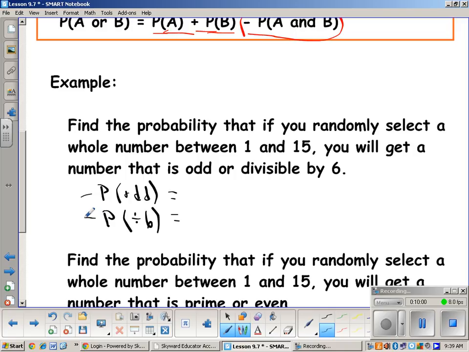Okay, so the probability of odd is what? 8 out of 15. 8 out of 15, good. What's the probability divisible by 6? 2 out of 15. 2 out of 15, what are they? 6 and 12. 6 and 12.